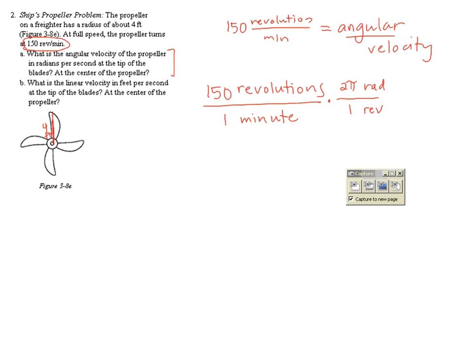And the other thing I need to do is get rid of minutes and bring in seconds. So I'm going to multiply by another factor, which has minutes in the top and seconds in the bottom because I want to get rid of minutes and I want to have seconds. So let's think about how many minutes are equivalent to how many seconds. Well, 1 minute is the same thing as 60 seconds. Sweet.